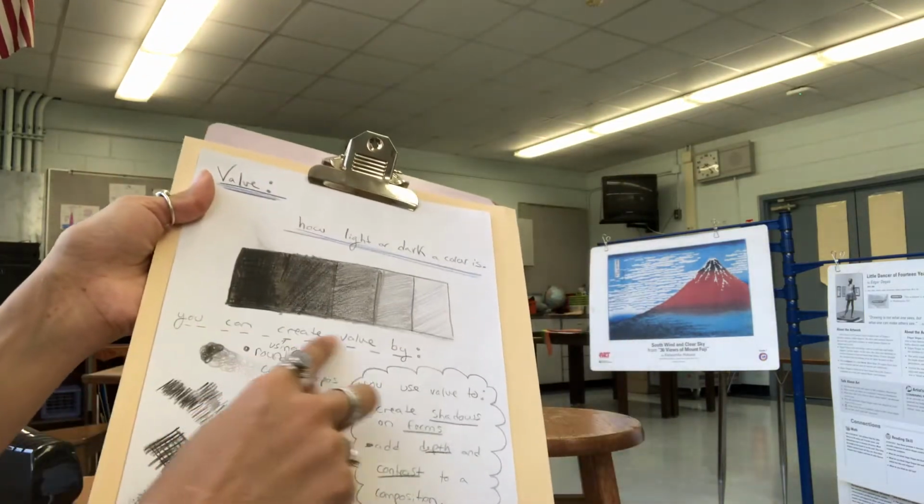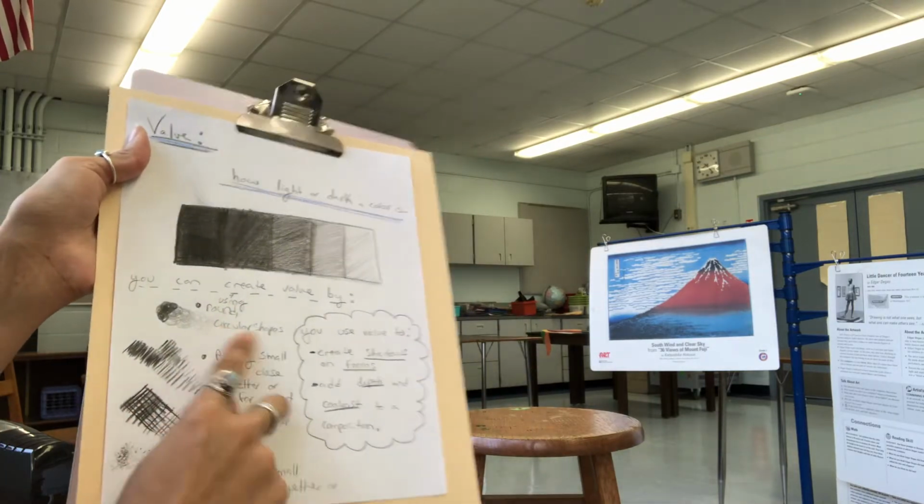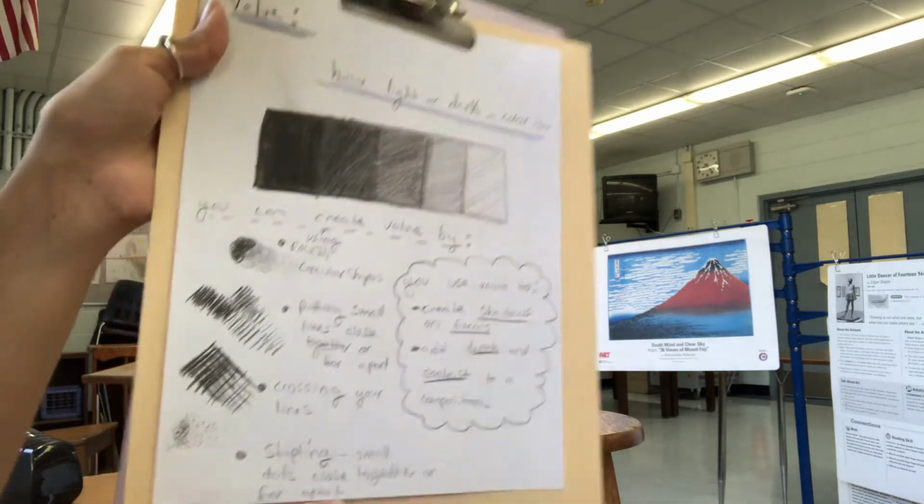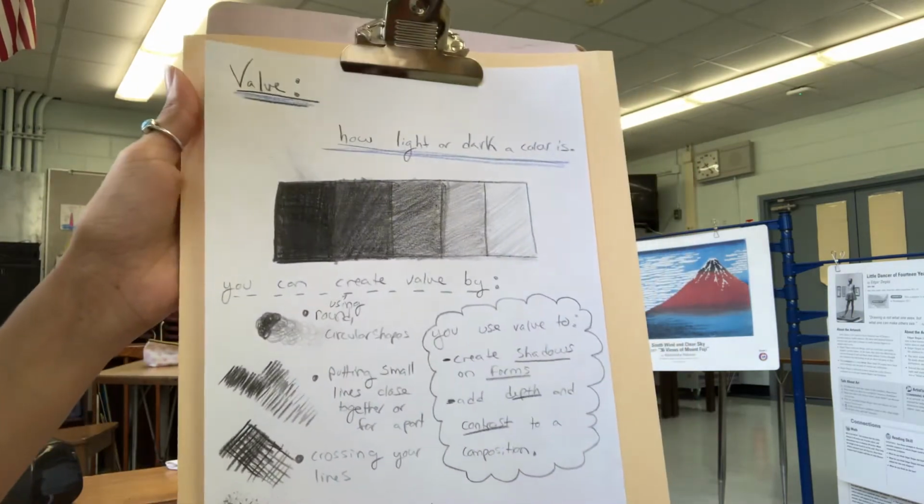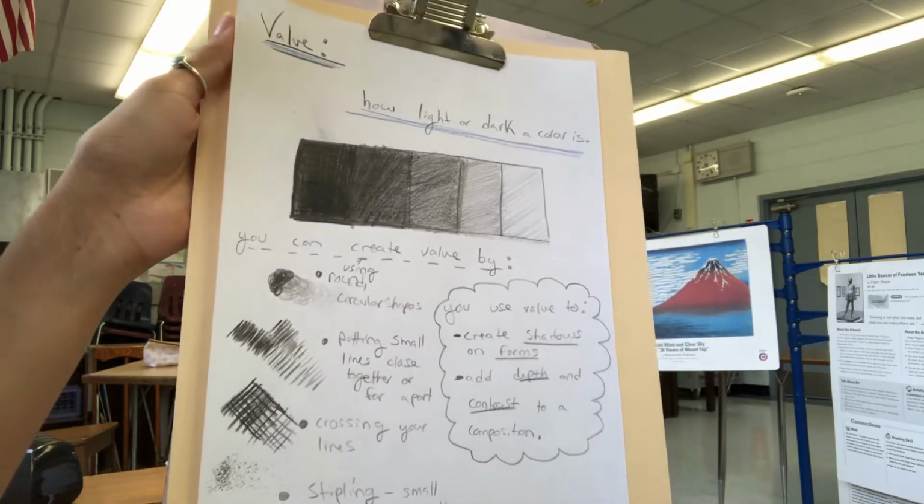You can create value by using round circular shapes when you color. I'll show you guys an example of making a sheet like this in just a moment. So for now, just take a look at it and then we'll create it together, okay?